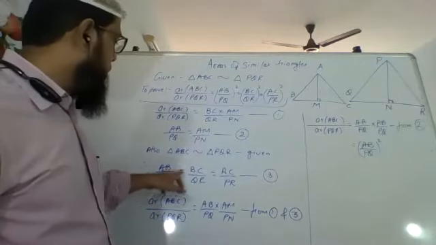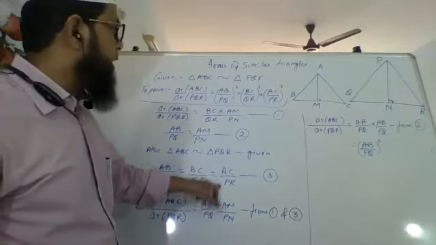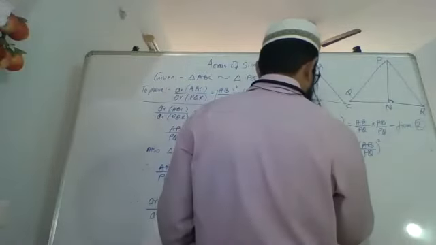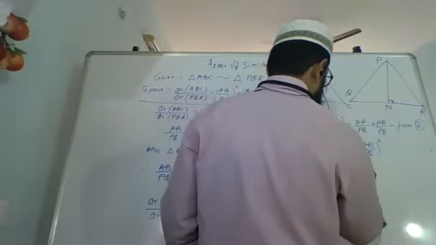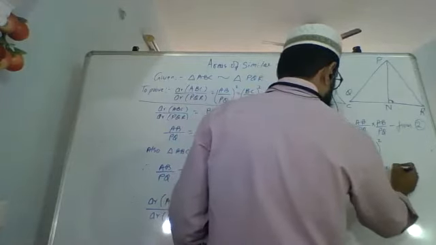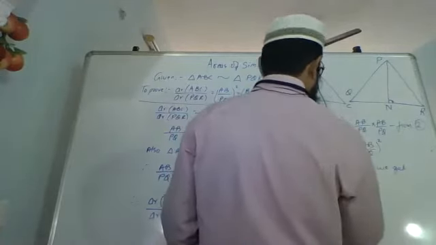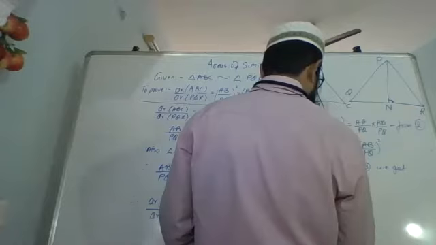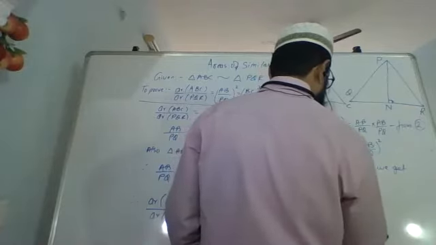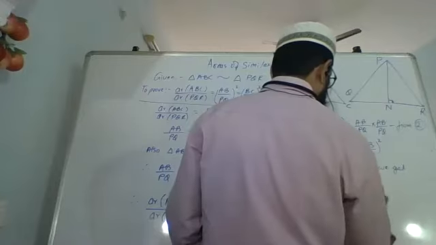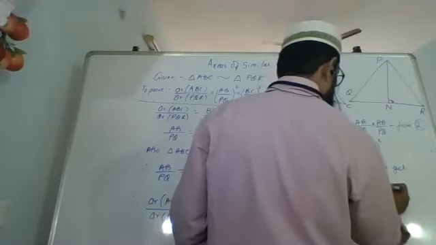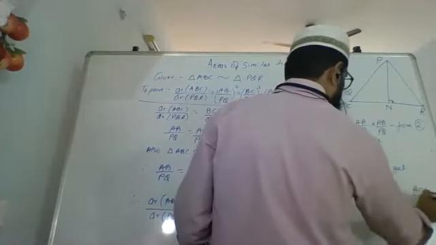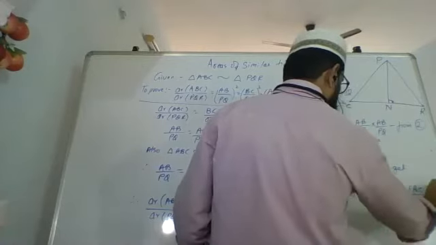But what is AB upon PQ? It is BC upon QR. It is AC upon PR. That is what we get. Therefore, using equation 3, we get area ABC upon area PQR equals AB upon PQ the whole square equals BC upon QR the whole square equals AC upon PR the whole square.